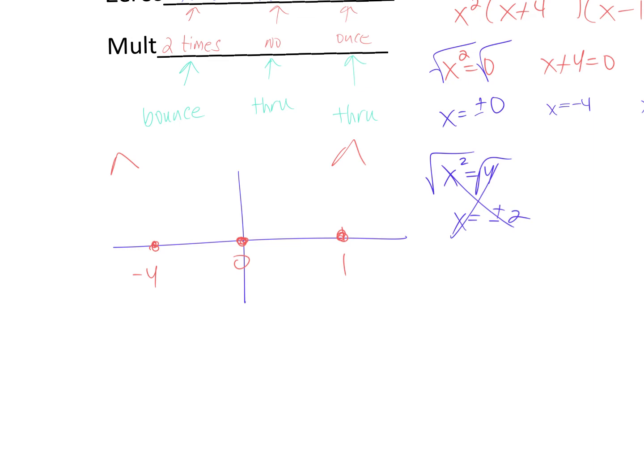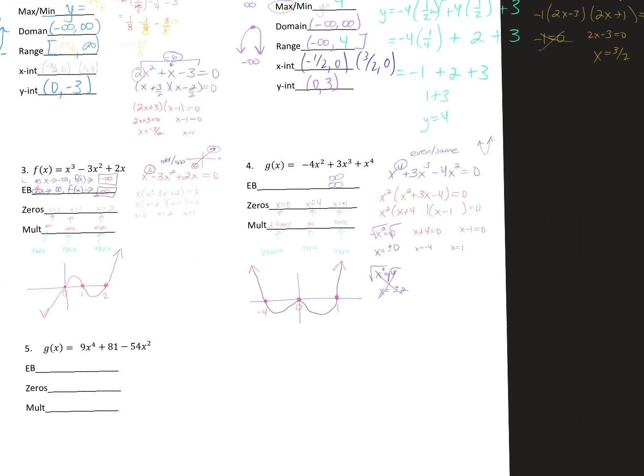But what's happening at 0? It bounces. So watch this. When you draw your graph, it's going to go through -4. It's going to touch 0 and go whoop the other way, and then go back up. When you have multiplicity, you'll have a point or two where it touches the graph and it bounces off. It goes the opposite direction. So just make sure you guys are paying attention to that.